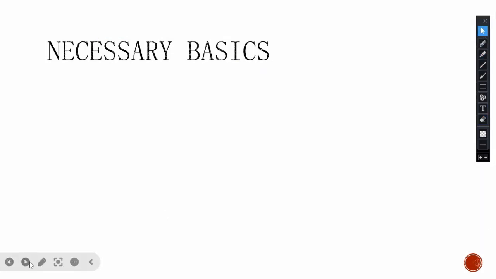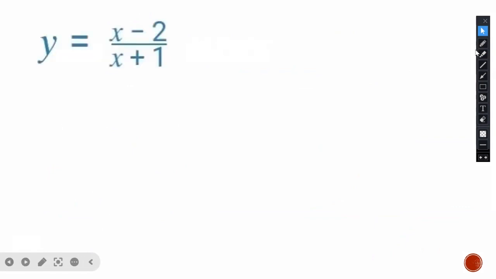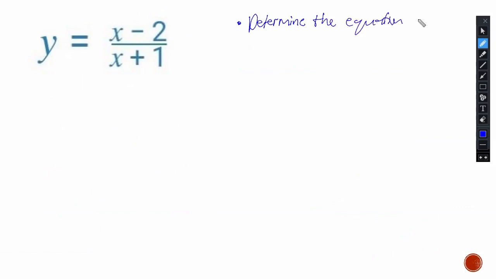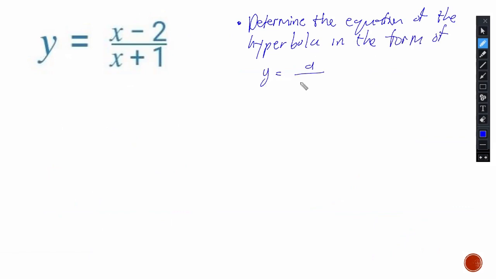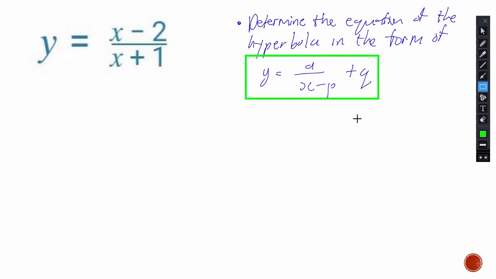So okay, let's proceed. Starting with the lesson, we'll start with determining the equation. So with all these questions I'll be doing here, I'm trying to determine the equation of the hyperbola in the form y equals a over x minus p plus q. So I'm trying to find the equation of the hyperbola in this format here, which is the standard form, right?